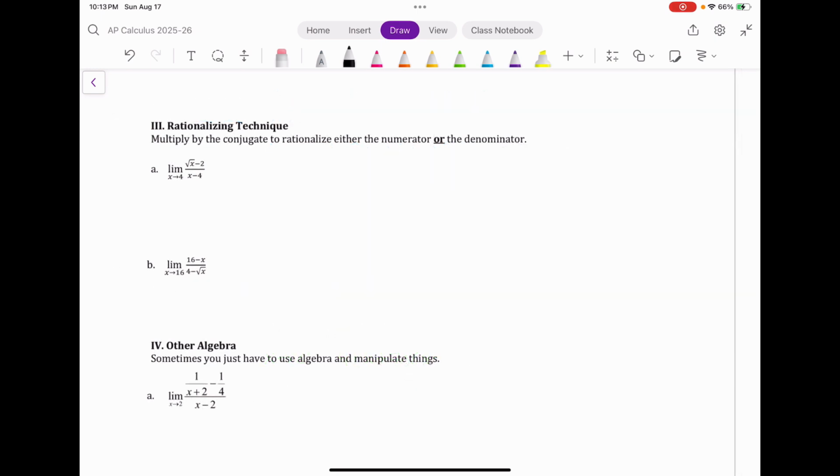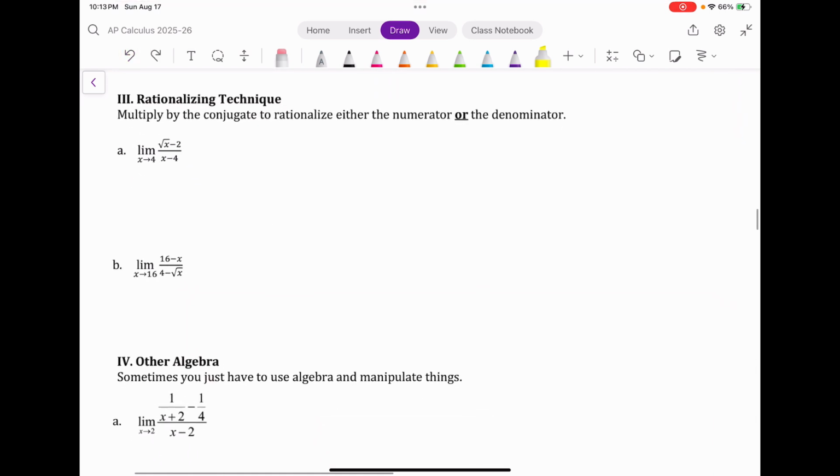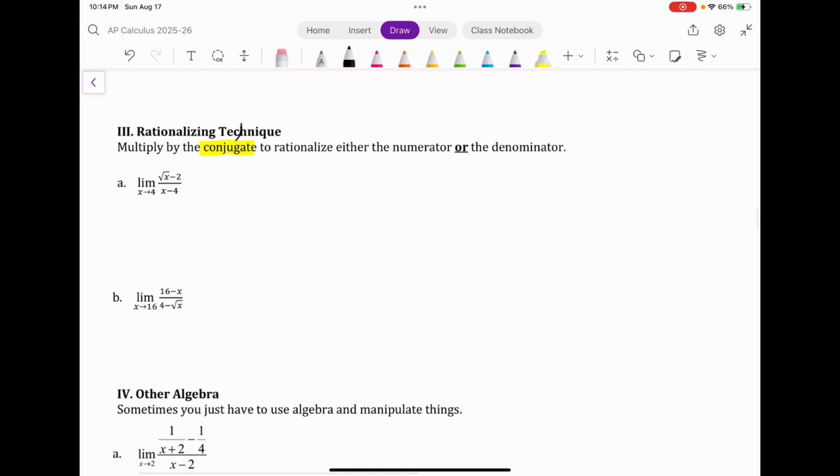Other techniques that we use are rationalizing techniques, if we see a radical involved in the function that we're trying to take the limit of. And one of the techniques that we use is we multiply the conjugate of whichever line, the numerator or denominator, has the radical involved. That's what we multiply the conjugate by. And so what's the conjugate? You hopefully recall this from Algebra 2 or pre-cal.